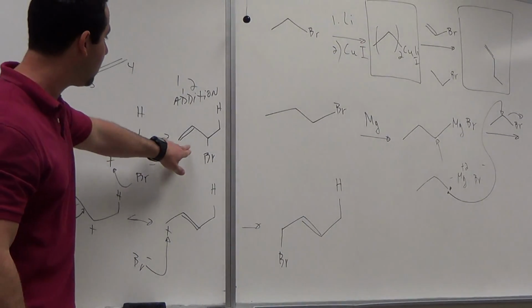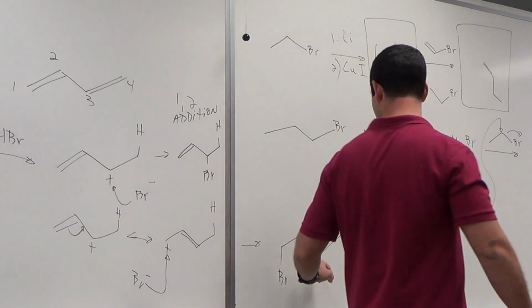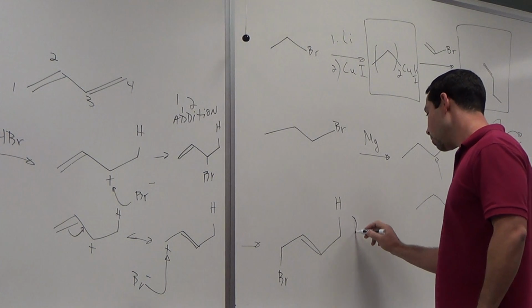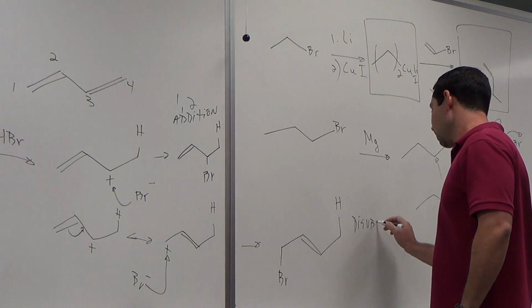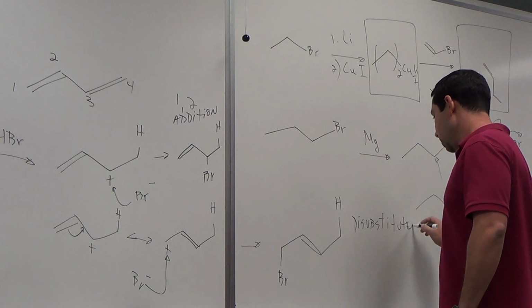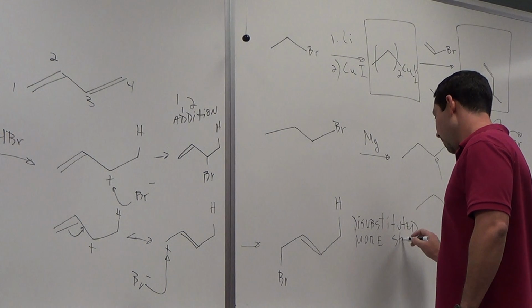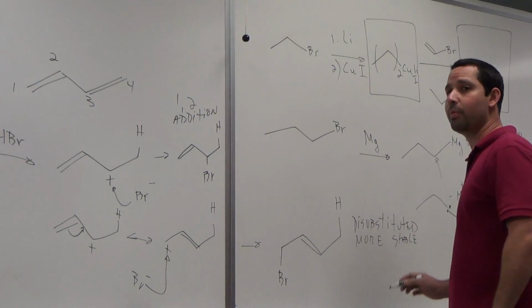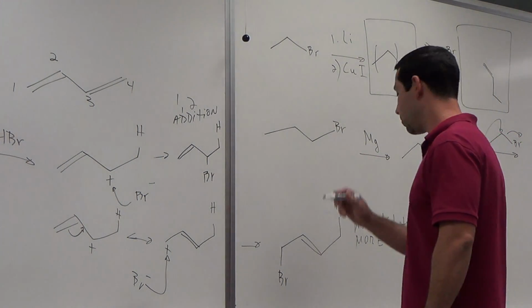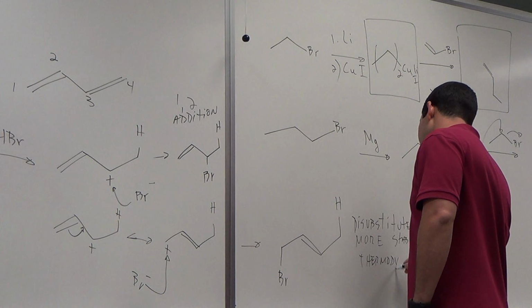So, which one is more stable, this one or this one? That one, 1,4. This one is more stable. Why is this more stable? Because it's more substituted. This is disubstituted. So this is more stable. And because this is more stable, what type of product is this? Thermodynamic. So this is the thermodynamic product, because it has to do with stability.